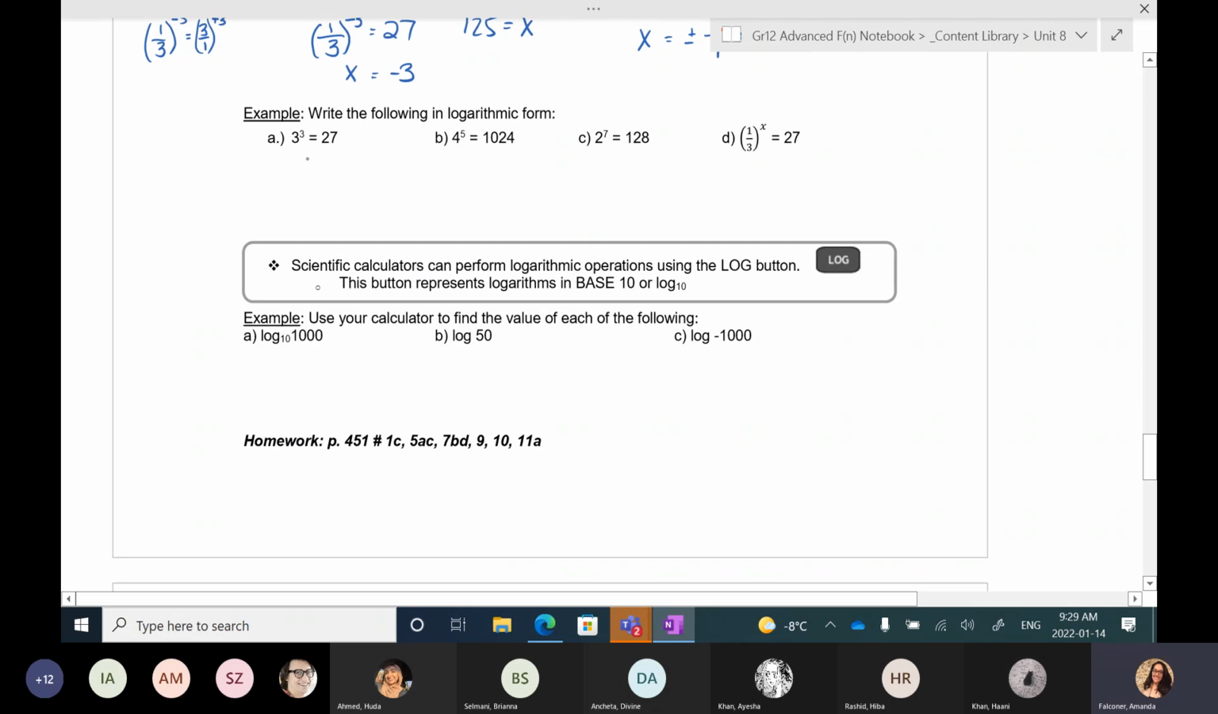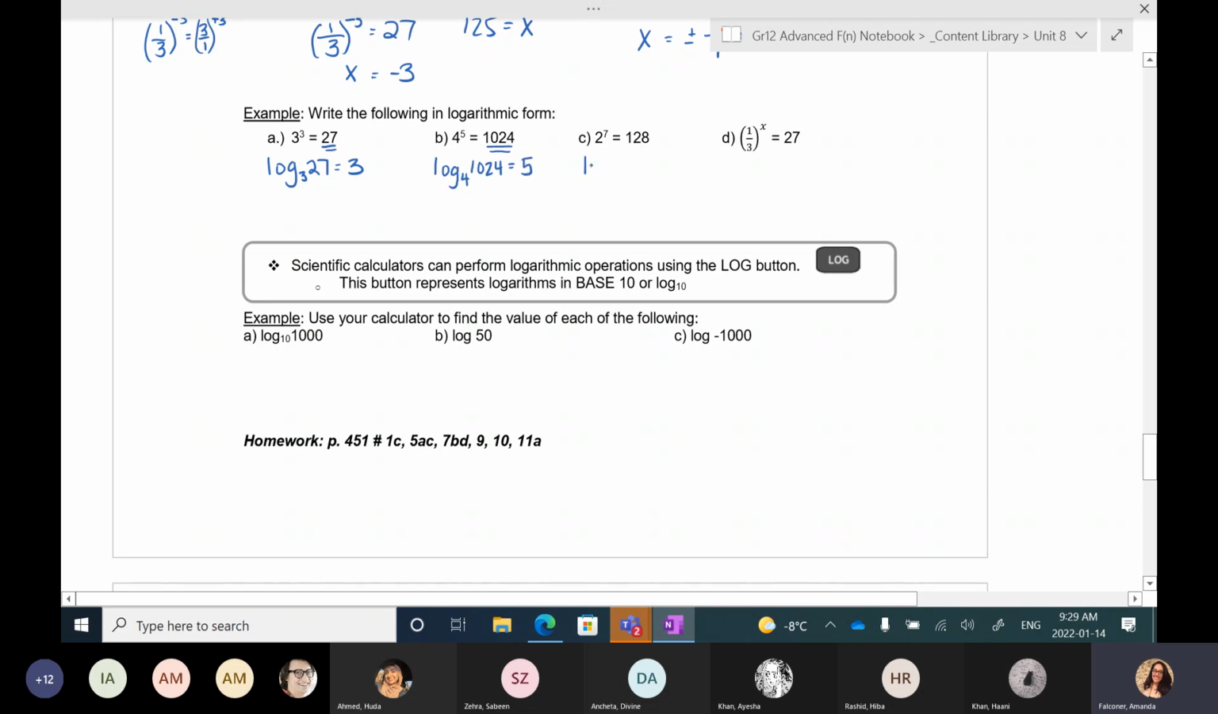So write the following in logarithmic form. Okay, so if we want this to be in logarithmic form, the base becomes that little subscript, and the answer over here becomes the argument. And so that would mean that the exponent is on the outside over there. Or logarithm of a base of 4. And we're going to have this answer become our argument. And that's going to be equal to 5.